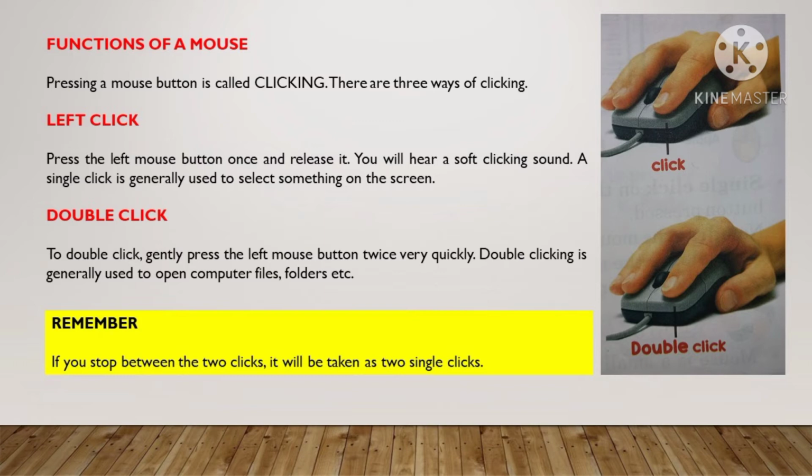Press the left mouse button once and release it. You will hear a soft clicking sound. A single click is generally used to select something on the screen. Now let us see about double click. To double click, gently press the left mouse button twice very quickly. Double clicking is generally used to open computer files, folders, etc.